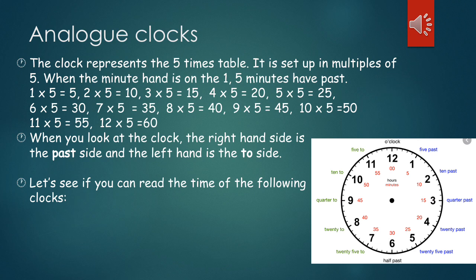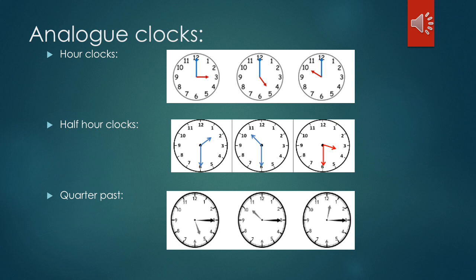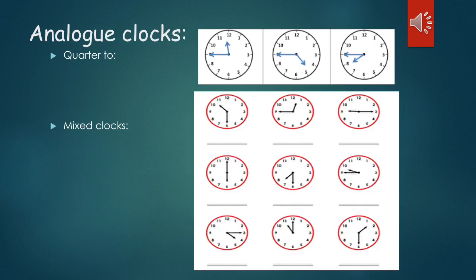Let's see if you can read the time of the following clocks. Analog clocks, hour clocks, half-hour clocks, quarter past. The answers will appear on the next slides. Analog clocks, quarter to and then mixed clocks. The answers will appear on the next slide.